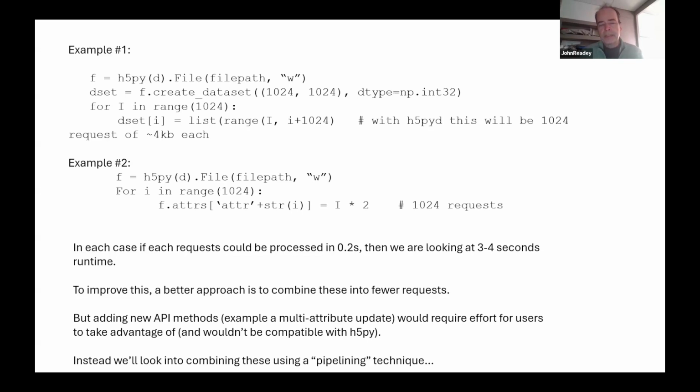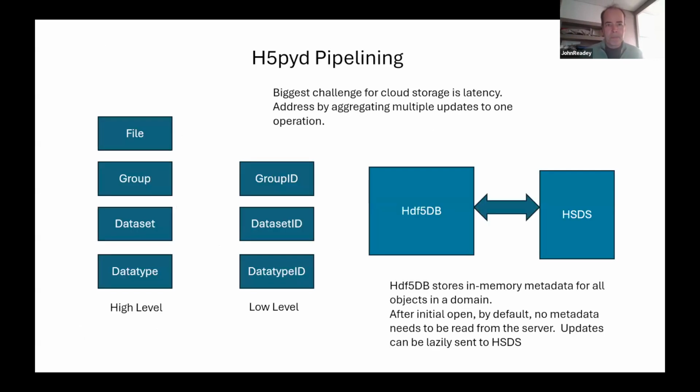But the problem with that is that you'd have to modify your application to use this. It might be a little bit cumbersome to use the API, and you wouldn't have compatibility anymore with H5. So instead, I'm looking into this technique I'll call pipelining, which I'll explain. The idea is that rather than every time you do something in the API, you immediately go to the server, we'll have this in-memory data store.